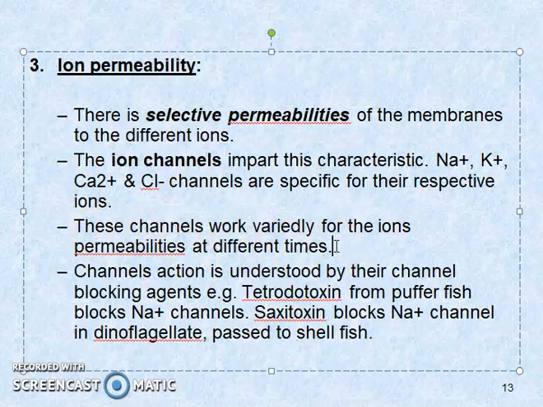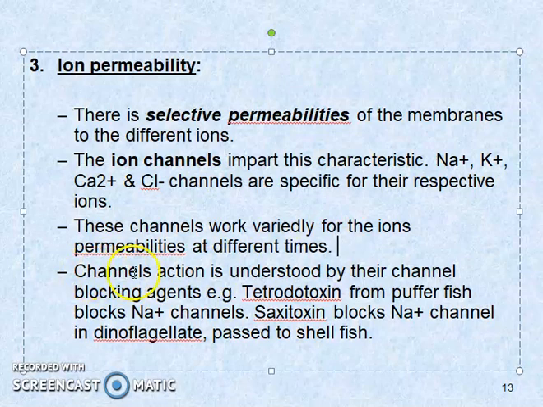For example, sometimes the channels are open, sometimes the channels are closed. And when the ions are outside, they have a different hydration layer than when they are inside. This is also responsible for the varied ion permeabilities of these channels. If a channel is closed, ions cannot go out or come in, and so on.